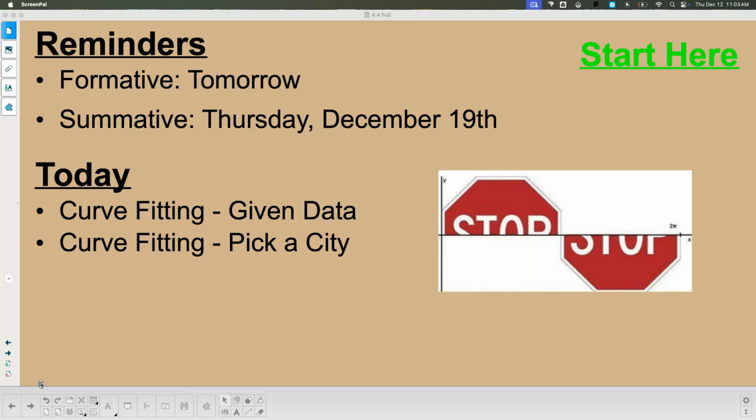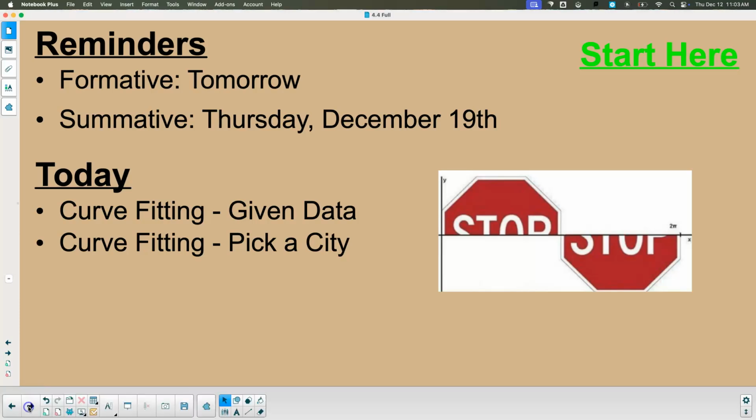Then a week from today, we will be taking our summative. Summative will include graphing, sines and cosines, and curve fitting. So that will all be included in the summative.